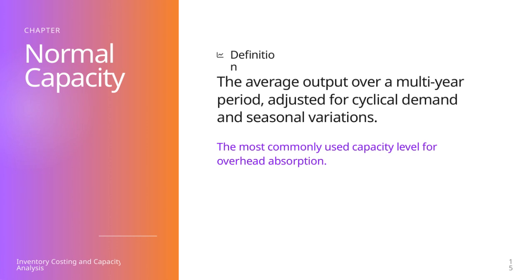This concept is crucial because normal capacity is the most commonly used baseline when allocating overhead costs. By using normal capacity, companies can spread overhead more evenly, avoiding fluctuations that could distort product costing during busy or slow periods. Understanding normal capacity helps in accurate inventory costing and effective capacity analysis, providing a solid foundation for budgeting and performance evaluation.